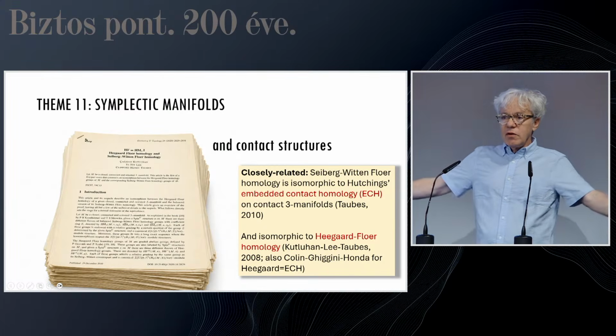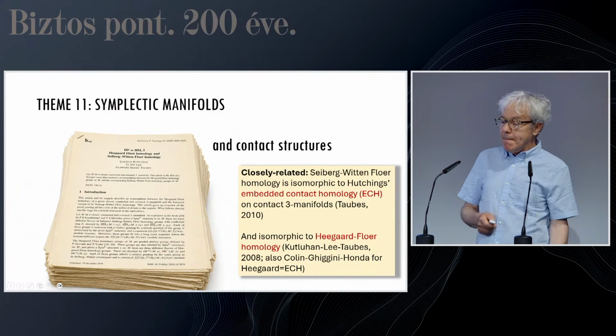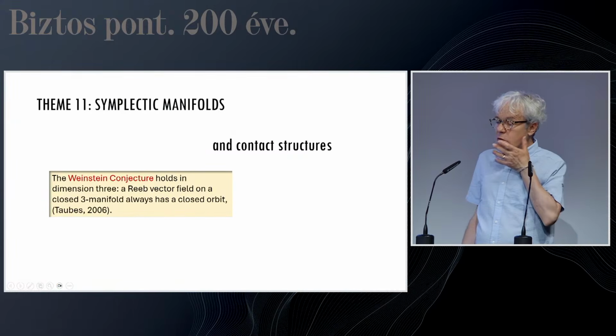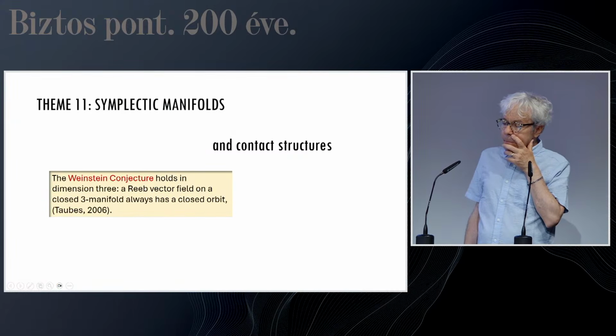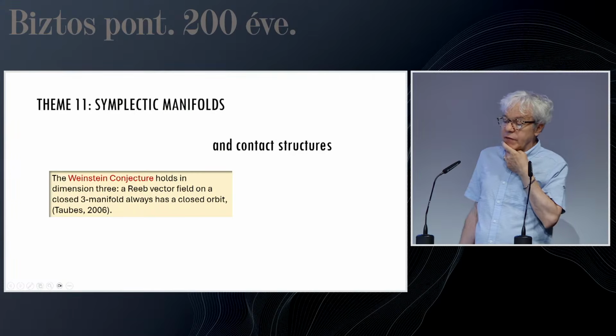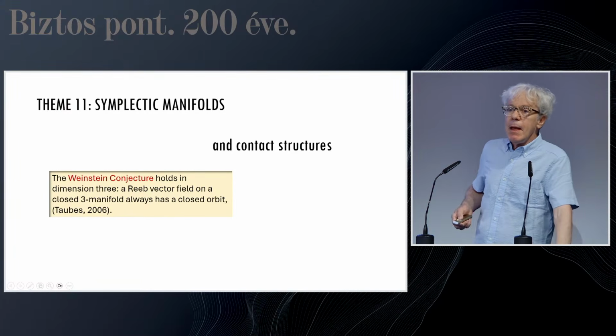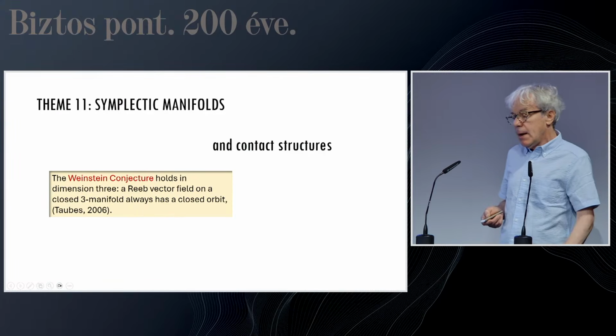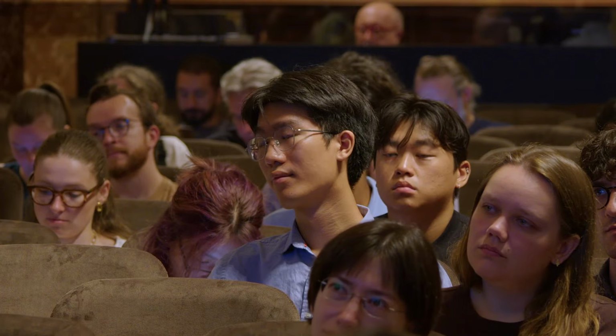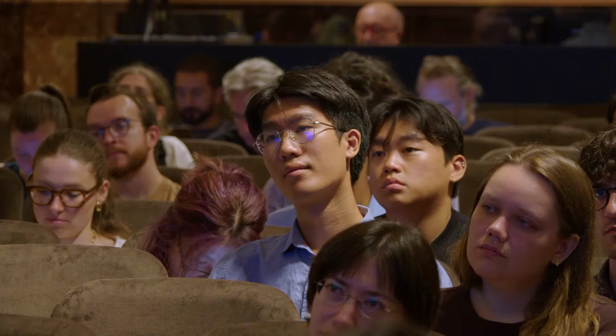I'm not going to go into this very long story, but this is a very significant part of the story. An impressive application of that was Taubes' proof of the Weinstein conjecture in dimension 3. This says that the Reeb vector field on a closed 3-manifold always has a closed orbit. This was a long-standing problem in Hamiltonian dynamics, which is still open for higher dimensional contact manifolds, dimension 5 and above.